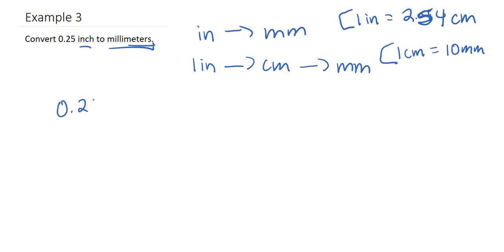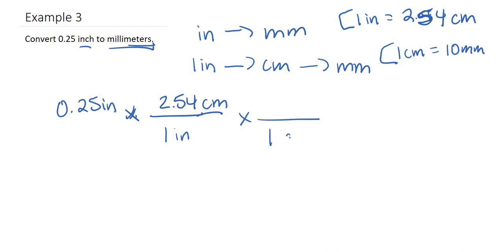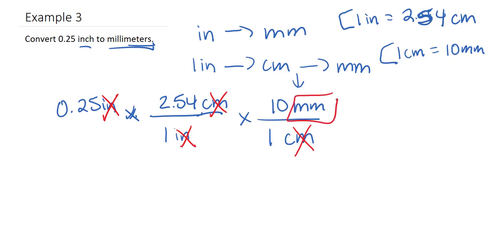So 0.25 inches, right? So let's put the inches on the bottom, put 2.54 centimeters on the top. Then what's next, right? We need to get rid of centimeters. So we're going to go 1 centimeter is equal to 10 millimeters, with the 10 millimeters on the top. So this is just our conversion. So now let's cancel out. We can get rid of inches, and we can get rid of centimeters. And we're left with millimeters, which is exactly what we want.